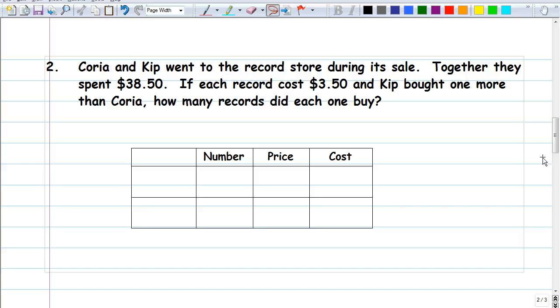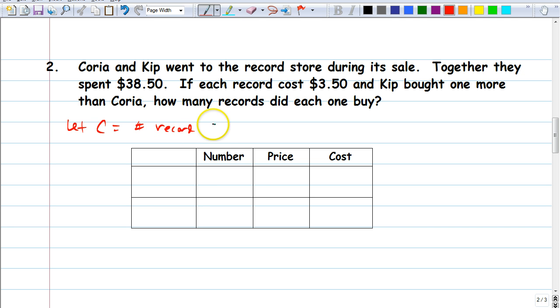Which one should we declare a variable for? Which one has the smaller amount? Is it C or K? How do you know? It said Kip bought what? One more than, so I think it's best to write it that way. So let's declare our variable. Which letter should we use? C be the number of records Cora bought. Okay.